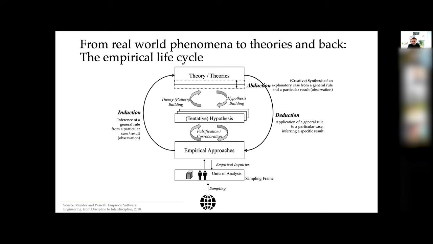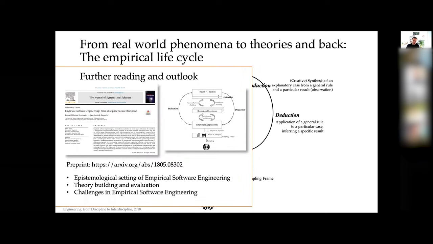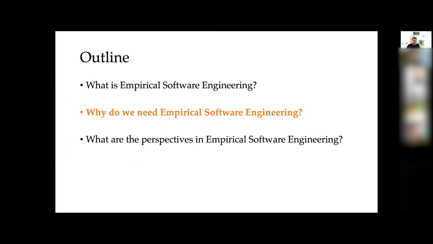So with this introduction, I would like to conclude this more introductory part. And there's one excellent article. How could it be different? Written by me. There's one excellent article which you can find. I will add it also to Canvas, that gives you this introduction into theory building, theory evaluation, all the relevant terms, the whole epistemological setting of empirical software engineering as an emergent discipline, and what challenge we are facing right now. Great. So let me just check what time it is.